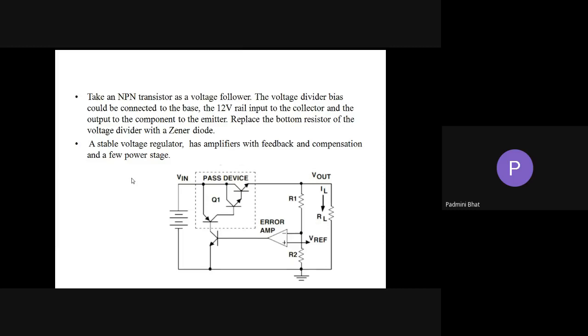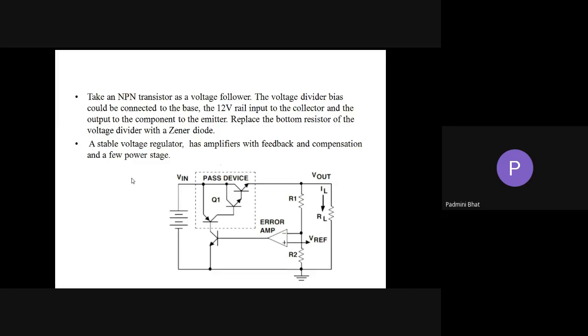Now, the resistor in the voltage divider you should replace with a Zener diode, because the Zener diode has that characteristic. You have studied the Zener diode characteristic: if I give the voltage at one particular point, it suddenly breaks down. After that, however much you increase or decrease the current, the output remains constant. That one feature of the Zener diode we are making use of here.